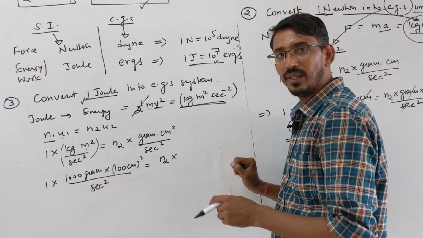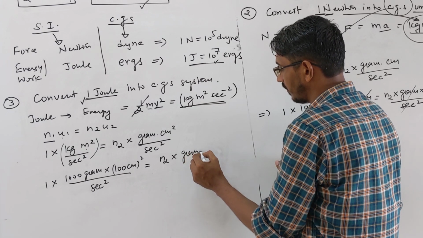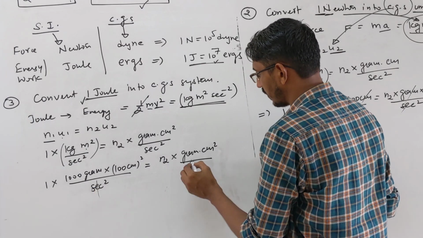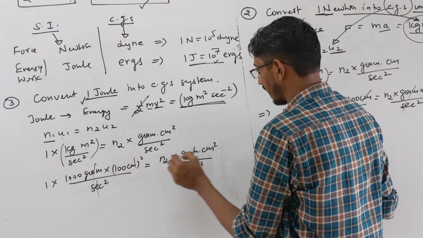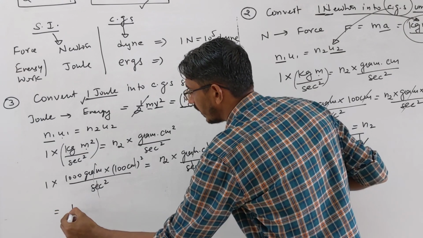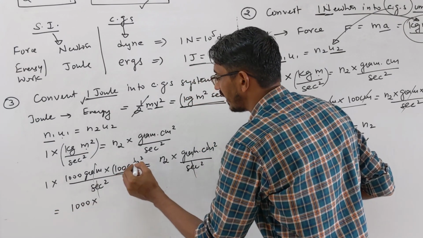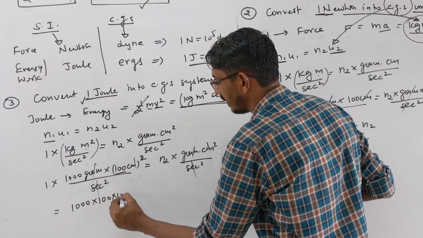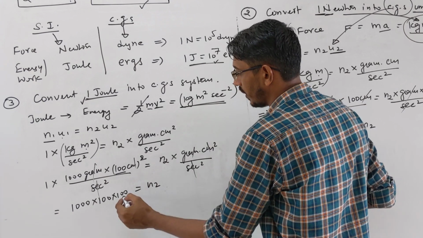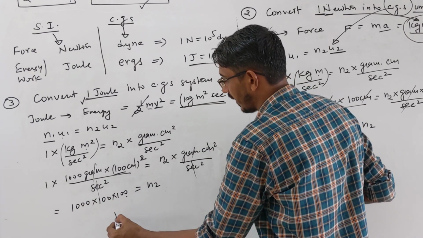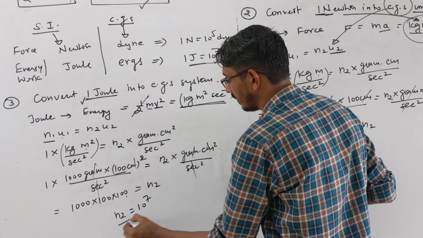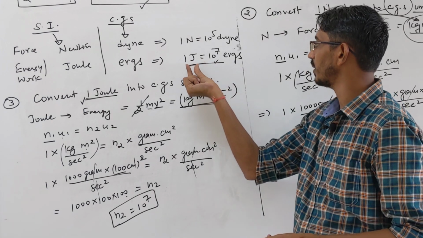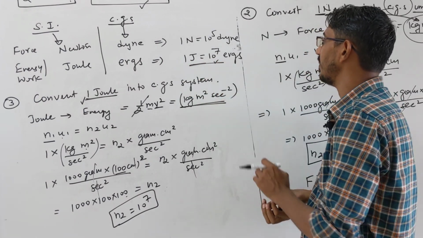N2 here, gram, centimeter square, second square. Let's cancel on both sides. Gram goes here, second goes, centimeter goes here. 1000, then here 100 and square. Give attention to the powers, 100 and square. So 100 into 100 is equal to what? N2. So N2 is coming 10 power 7. That's the numerical value of 1 joule in CGS system, which I already wrote here. 1 joule is equal to 10 power 7, and the name also, ergs.